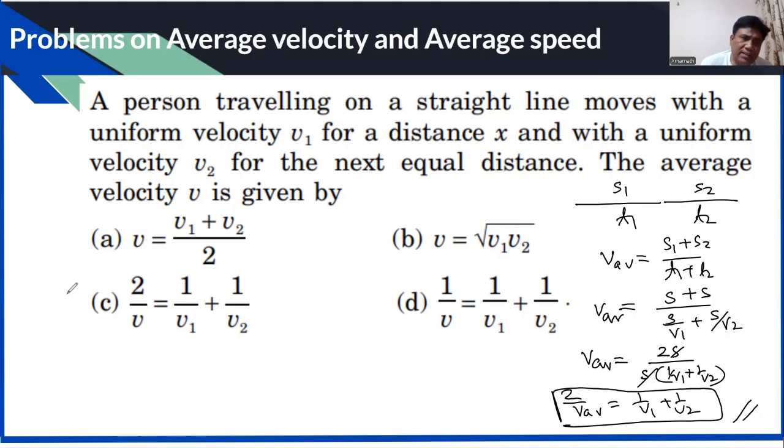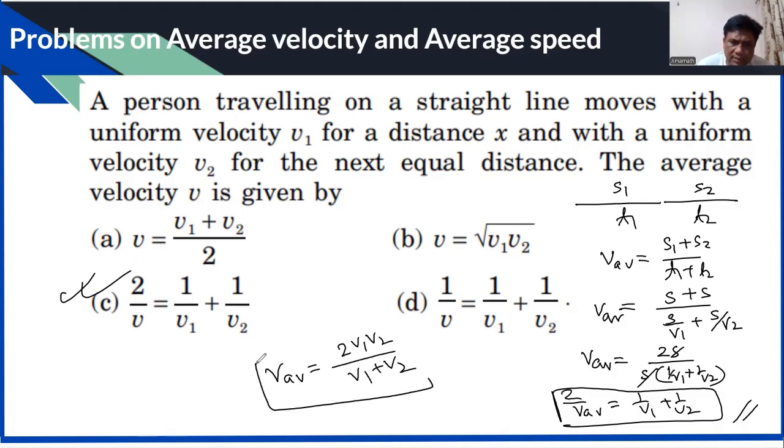So this is correct. And you should remember this also. V average is 2 V1 V2 by V1 plus V2 also. This formula also you please remember. From that only it is coming. Now take the LCM V1 V2.